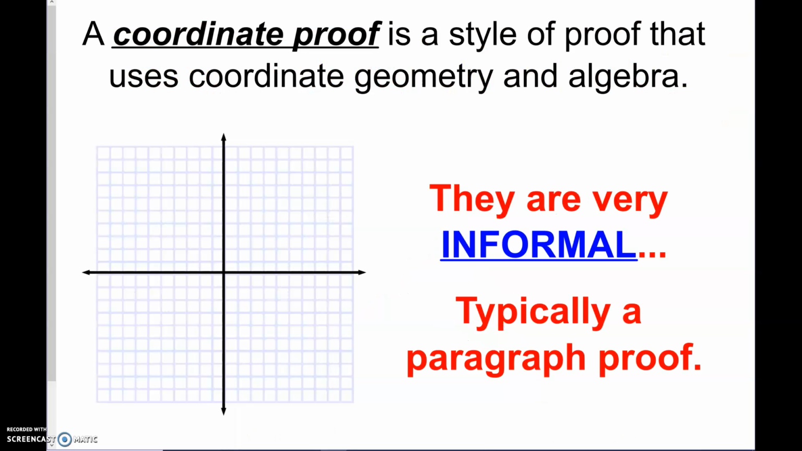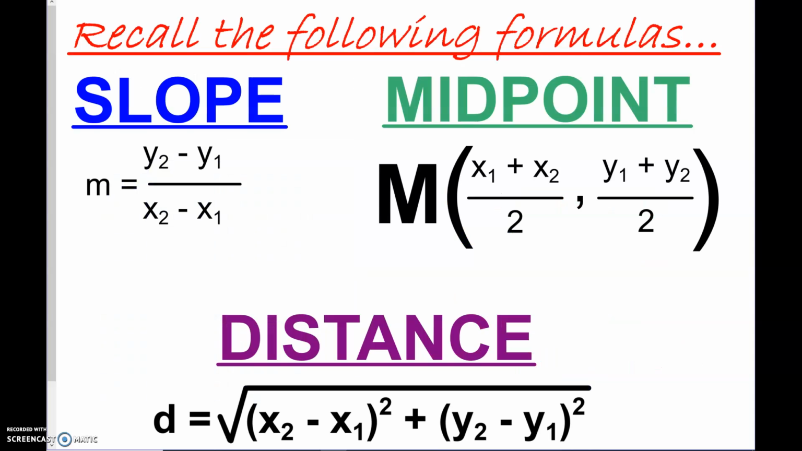So a coordinate proof is a style of proof that uses coordinate geometry and algebra. They're very informal, and typically we write them as a paragraph proof. So we don't have to be super specific, but we still have to be specific. We typically write these as paragraph proofs, and they'll be written on a coordinate XY plane.